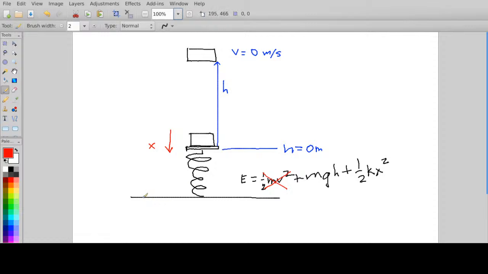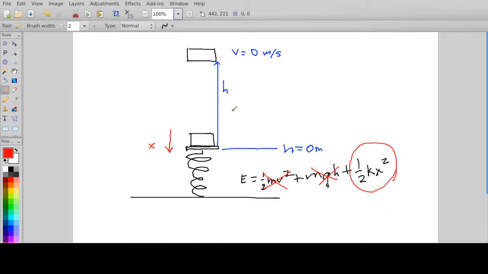Well, you know what I said? I know the ground is down here, but don't worry about that. You could choose h anywhere you like as long as you're consistent. Okay, so I'm going to say, you know what? Choose h at the point where you've compressed it. I know that you might say, well, should I choose h up here? Nah, just choose h at the point where it's compressed. And so there's no mgh. And so initially, all the energy is spring potential energy.